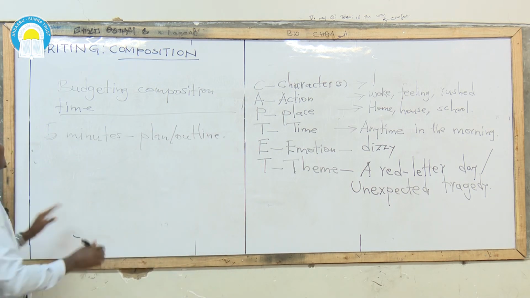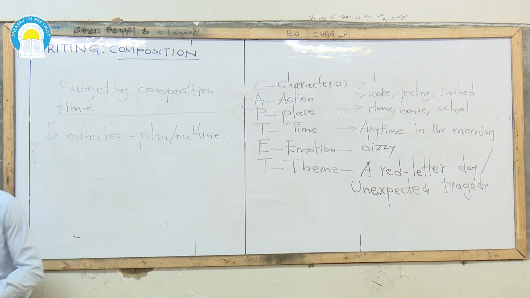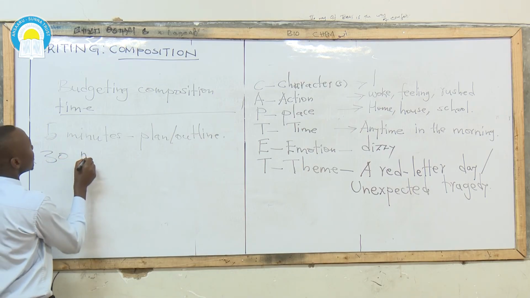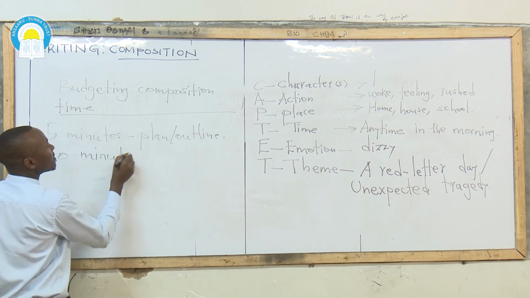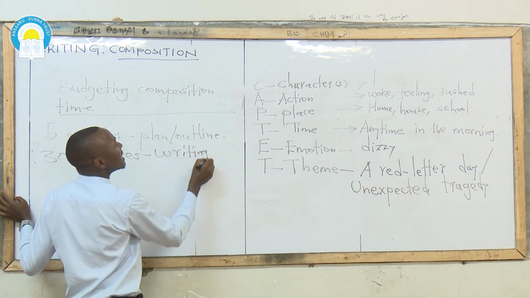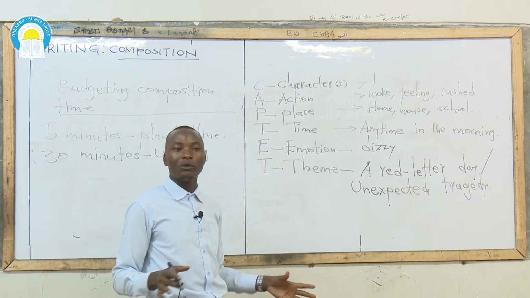Once you have planned your work, now write 30 minutes. Take 30 minutes to write the composition ceaselessly. 30 minutes for writing ceaselessly. Once you know what to write about, take the 30 minutes and write ceaselessly without stopping.